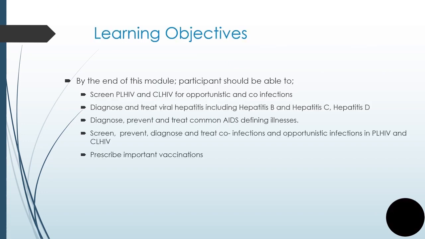By the end of this module, participants should be able to screen people and children living with HIV for opportunistic infections and co-infections. They should be able to diagnose and treat viral hepatitis, including hepatitis B, C, and D. Diagnose, prevent, and treat common AIDS-defining illnesses. Screen, prevent, diagnose, and treat co-infections and opportunistic infections in people and children living with HIV, and prescribe important vaccinations.